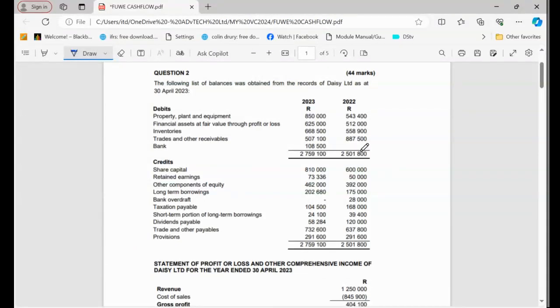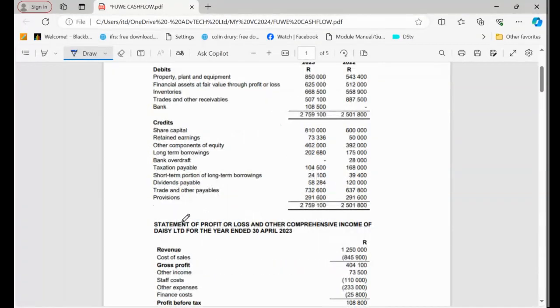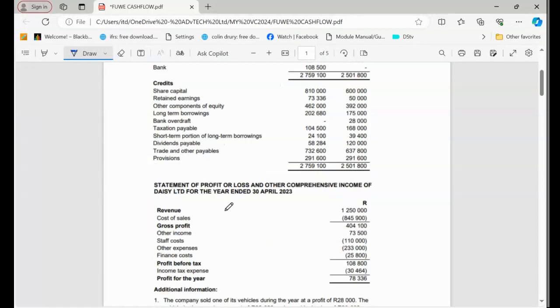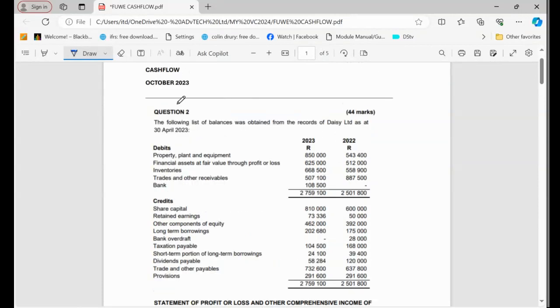Now, as you can see here, they gave us this record. And can you see here, they call it statement of profit and loss? Yes. Like I said, here you only find incomes and expenses. And on top of this one here, even though they did not write anything on top, this list consists of assets, owner's equity, and the liabilities.